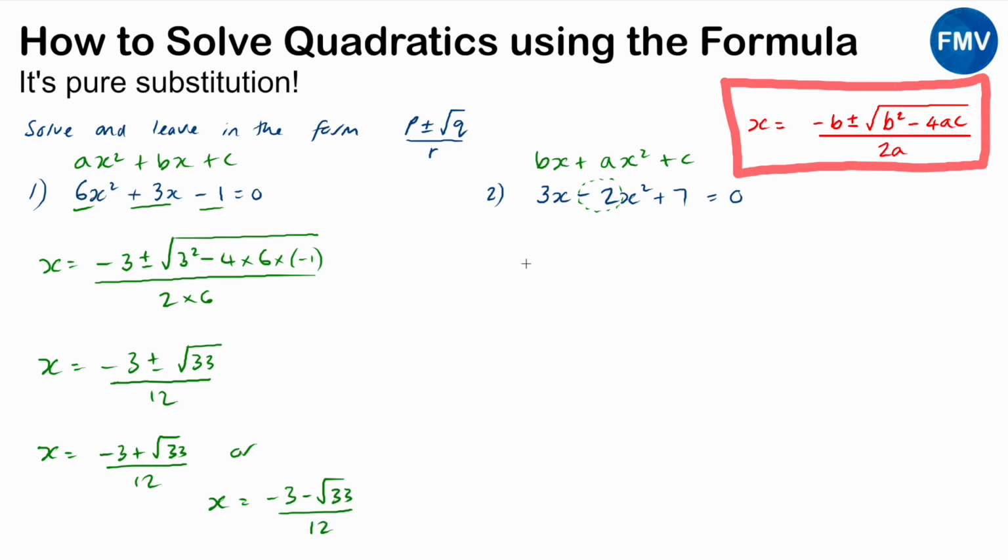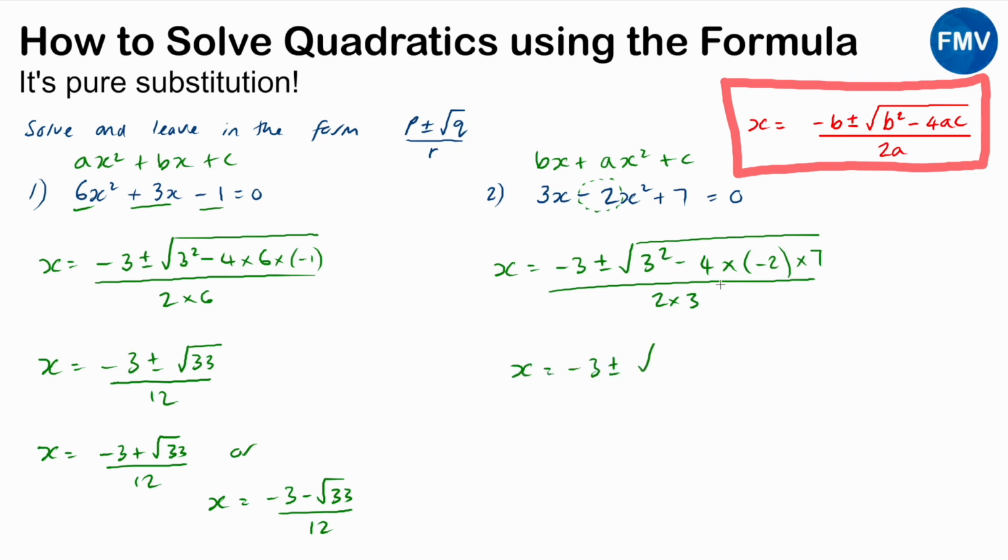Looking at question 2, same thing, substitute the values into the formula. So there we go. All the values have been substituted. Now we just simplify this. Again, 3 squared is 9. So in this case, minus 4 multiplied by minus 2 is 8, and 8 sevens are 56. So 9 plus 56 is 65, all divided by 6. So our two solutions are minus 3 plus square root of 65 over 6, or x is equal to minus 3 minus the square root of 65 over 6. And that's it.